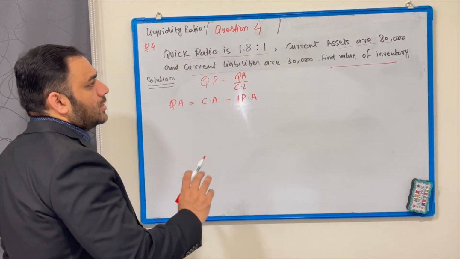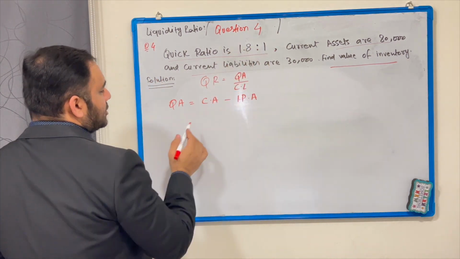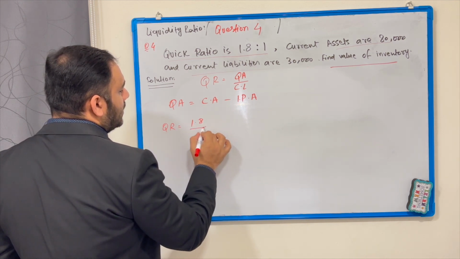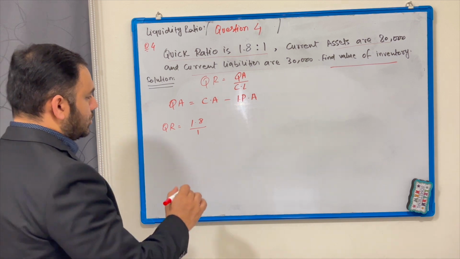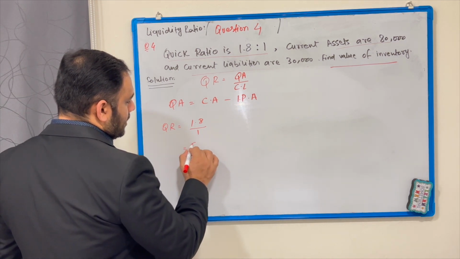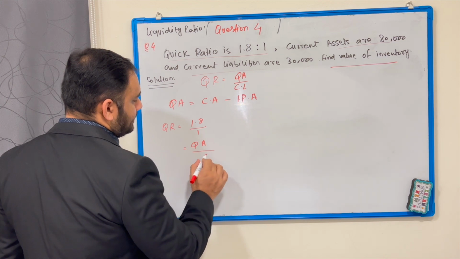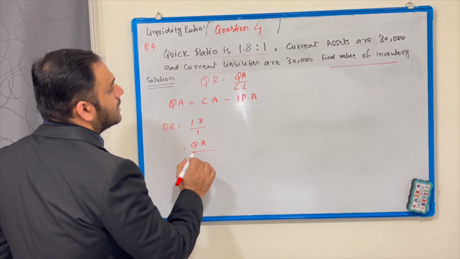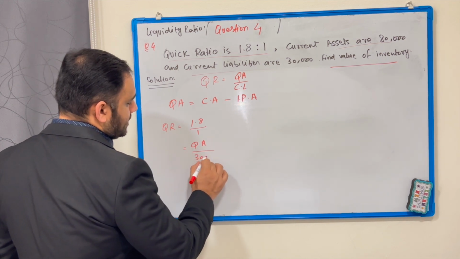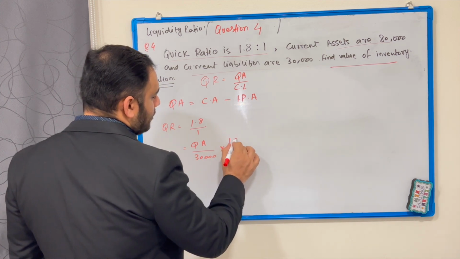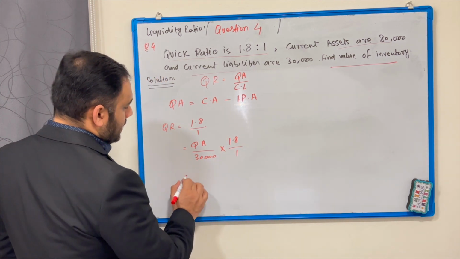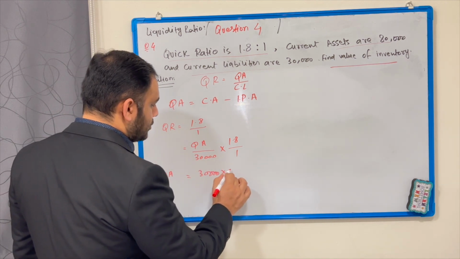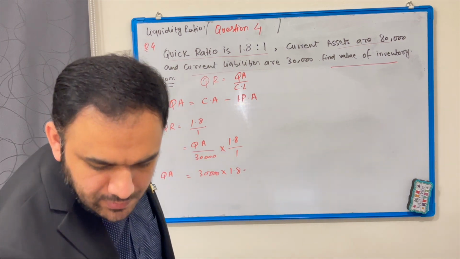Okay. Now to find the inventory, first of all, we will open the ratio. Quick ratio equals to 1.8/1. So here we can say quick assets over current liability. Current liability is how much? 30,000. And here we will do the cross multiplication with ratio. Quick assets equals to 30,000 into 1.8. How much will it become?